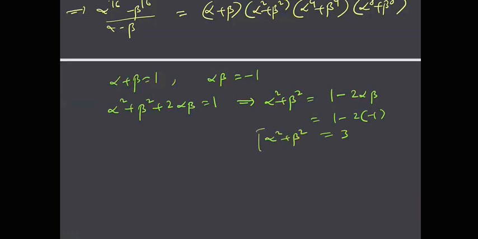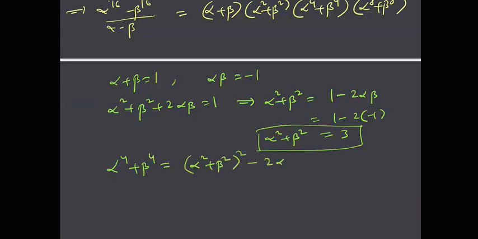Fine. So alpha square plus beta square we already got as 3. Now let us square it again. Or alpha power 4 plus beta power 4, you can write it as alpha square plus beta square whole square minus 2 alpha square beta square. Right. So a square plus b square, you can write it as a plus b whole square minus 2ab.